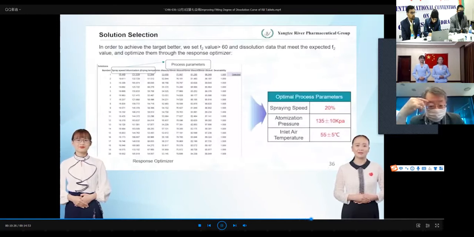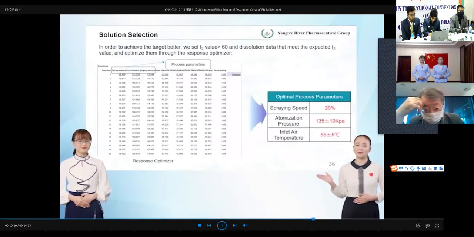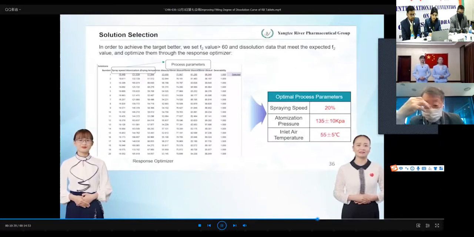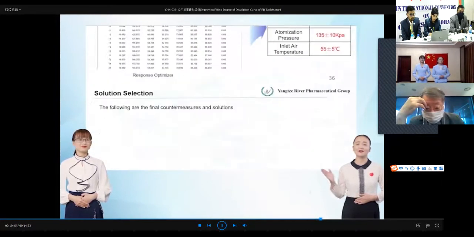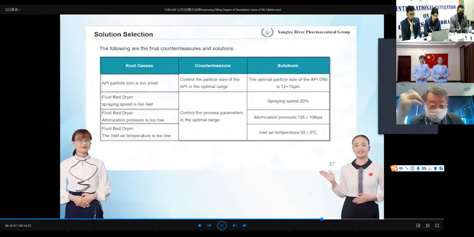Finally, the team members obtained the optimal parameters within the above-mentioned parameter range: spray speed 20%, optimization pressure 135 plus or minus 10,000 Pascal, inlet air temperature 55 plus or minus 5 centigrade. The following are the final countermeasures and solutions.